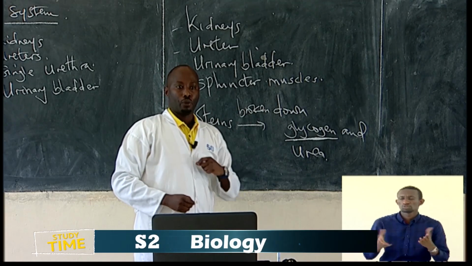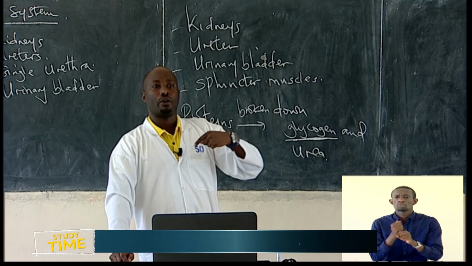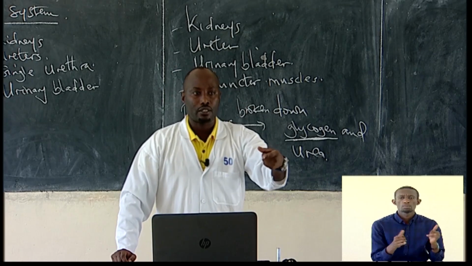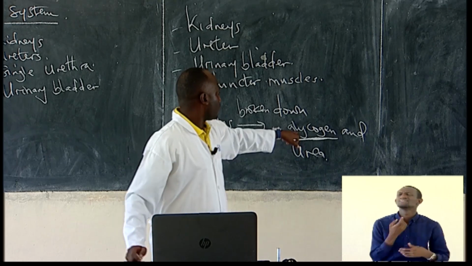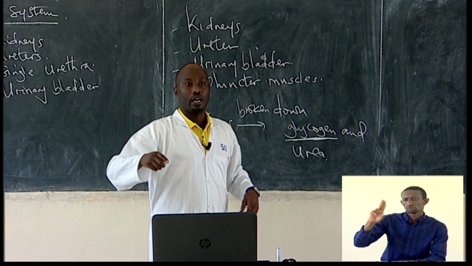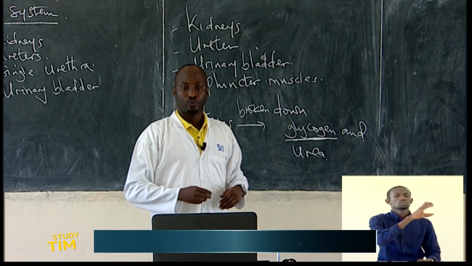Let me give you an example. When you're doing exercise, I'm talking about strenuous exercise, the body needs more glucose. So that glycogen is going to be converted back to glucose and is going to be used for cellular respiration to provide energy, all right?